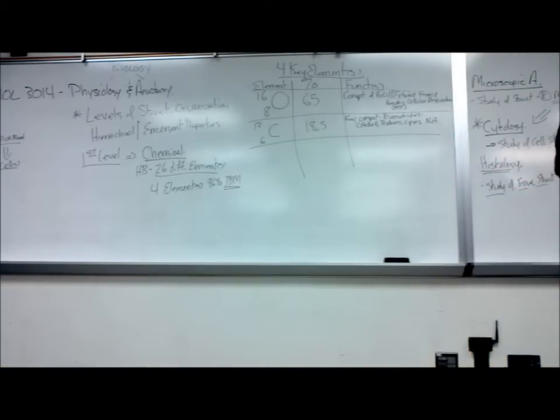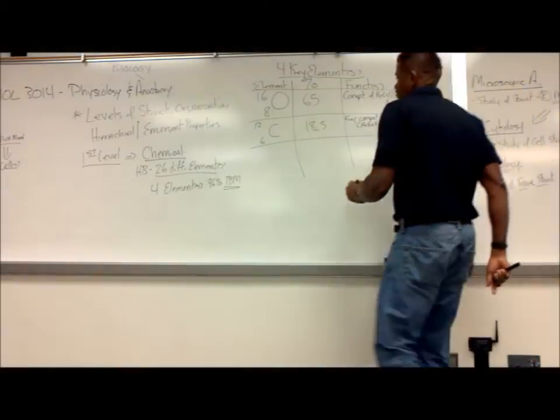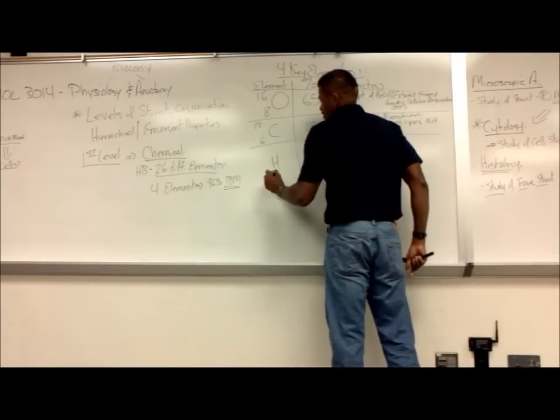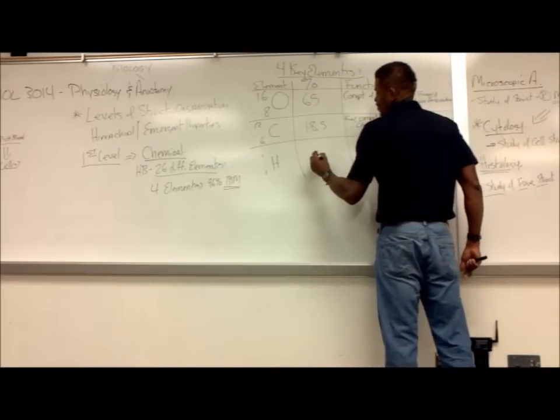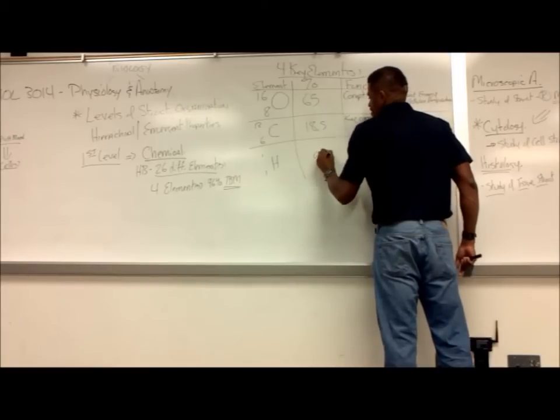Then we take a look at the next most abundant element. Actually, that would be hydrogen. So we have hydrogen, chemical symbol H, atomic number 1, mass is 1. It makes up roughly around 9.5%. Hydrogen also is a component of water.